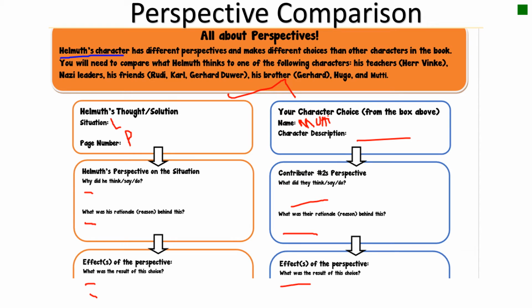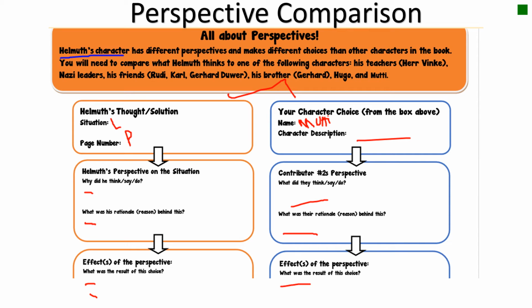Once you decide what situation you want to compare, you want to describe what the situation is, and you want to put the page number in the page number section. You'll say what Helmuth did in that situation, what he thought or what he said or what he did, because sometimes it varies. Sometimes he just thinks something different, and sometimes he acts differently. So you want to record what he did in the situation or what he was thinking, and you want to put why he believed that. It usually tells you what he's thinking and then the reason behind it.